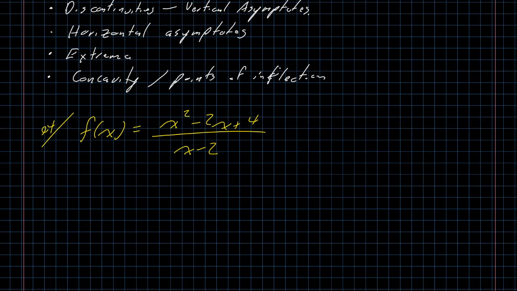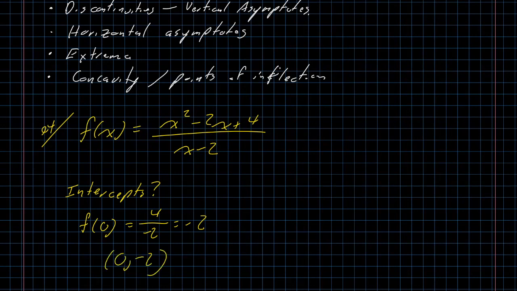All right, so let's take a look at this function. f of x equals x squared minus 2x plus 4 all over x minus 2. And looking at our list, the first thing I suggested looking for were the axis-intercepts. Of course, we have a y-intercept. That's the easiest thing to evaluate of everything on the list. Plug in that x is equal to 0, and we get 4 over negative 2, which is negative 2. So (0, negative 2) is an axis-intercept.